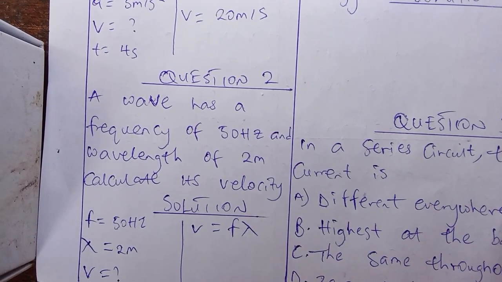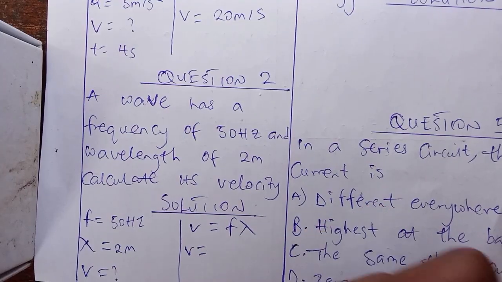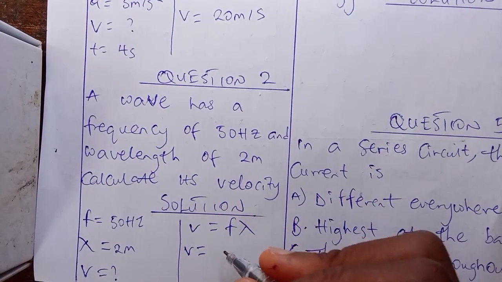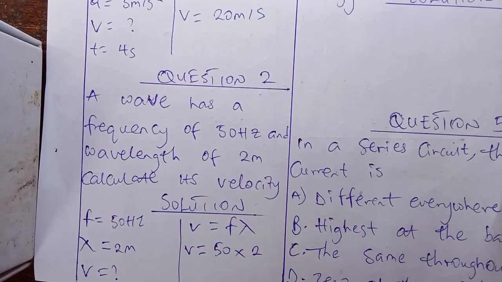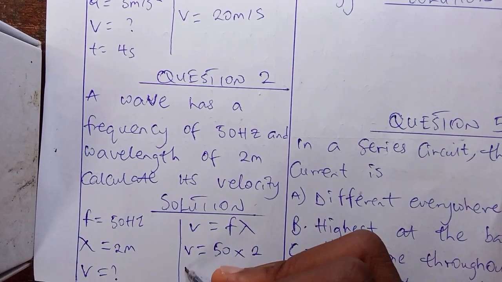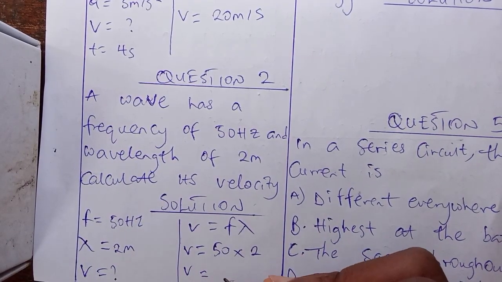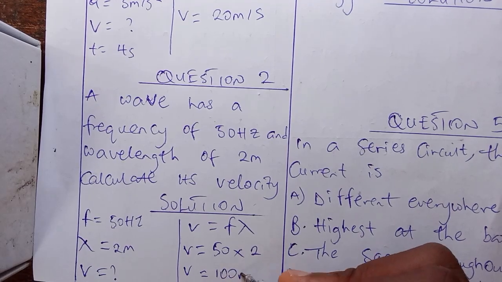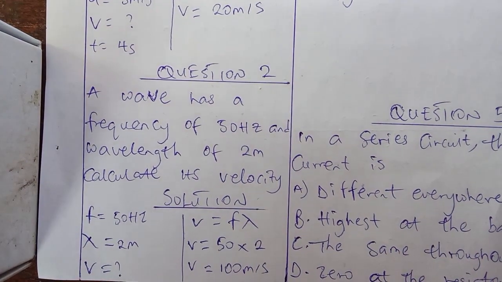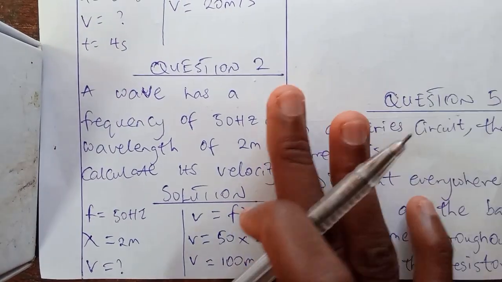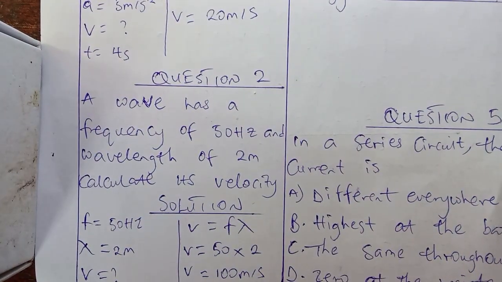So now v equals, frequency is what? 50 times wavelength is what? 2. So velocity equals 100 meters per second. We are done with question 2. We just found the velocity. Easy. Now let's go to question 3.